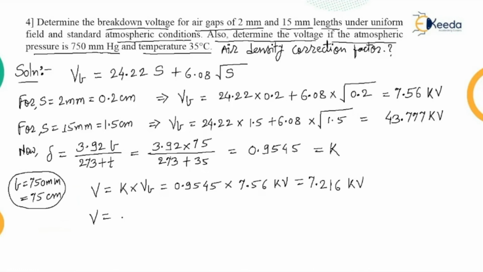For another distance with the same correction factor, 0.9545 multiplied by 43.777 kilovolt, this value comes out to be 41.78 kilovolt. So these are the values of the voltages which we had to find, for two different distances. Okay, so that's all with this numerical.